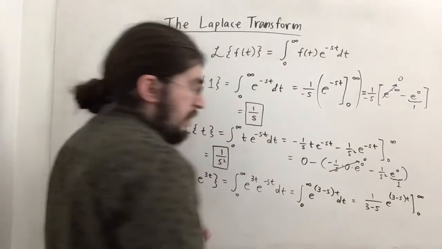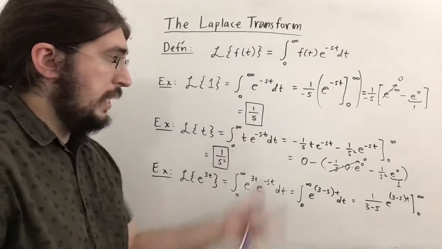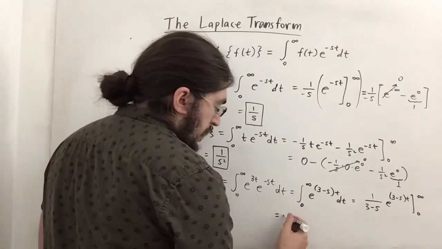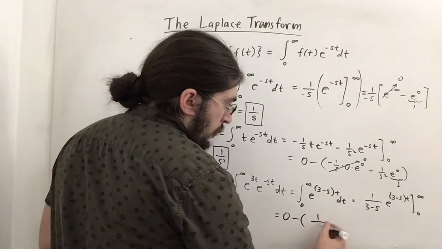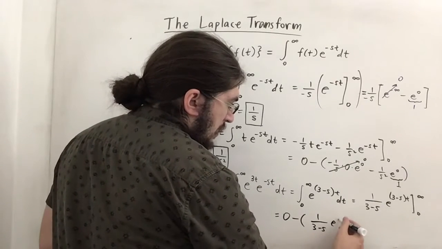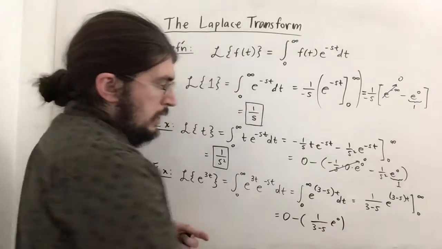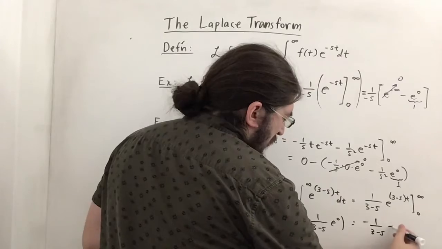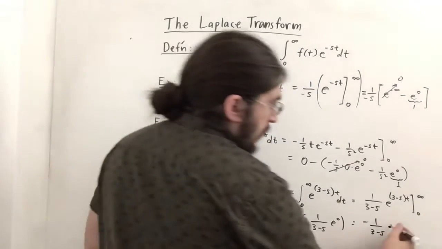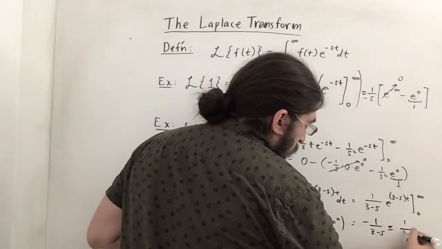When you plug in infinity, the whole thing becomes 0, like we've been seeing. This is kind of the common trend. Minus, when you plug in 0, you get 1 over 3 minus s times e to the 0, which ends up being just negative 1 over 3 minus s, which if we bring the negative down to the bottom, you actually just get 1 over s minus 3, which I think looks a little better.